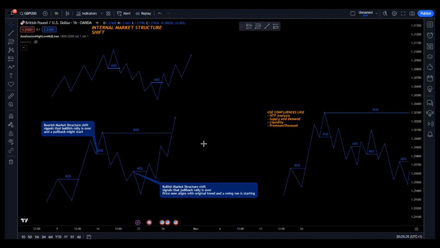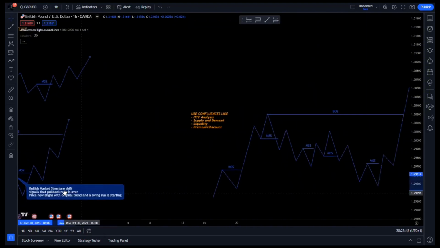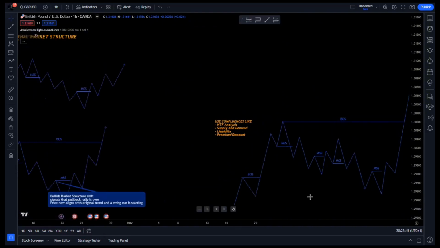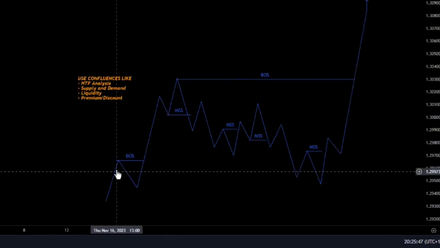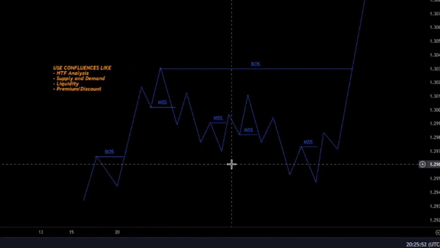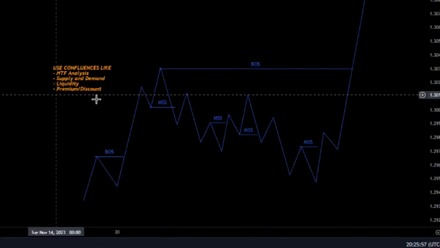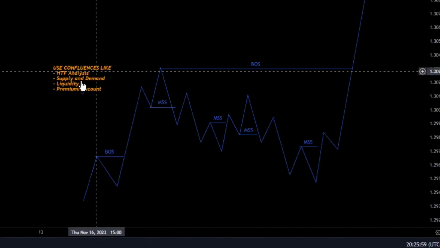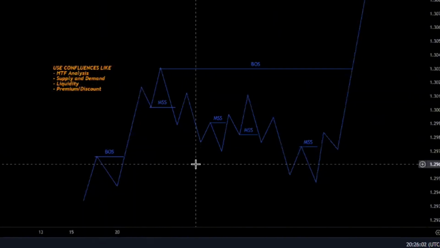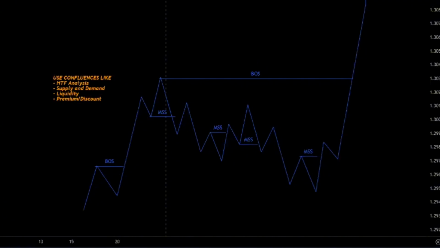You must understand that trading just market structure shift is not all right. You're not just going to trade just market structure shift. In as much as this is a very reliable approach to the market, it can fail you sometimes. That is why you have to use confluences like higher time frame analysis, supply and demand, liquidity, and premium and discount. If you have your books, you should write this because we're going to be talking about this later on. When we talk about confluence, what are confluences? I've explained this in the last class. Confluence is when you have so many things telling you the same thing.